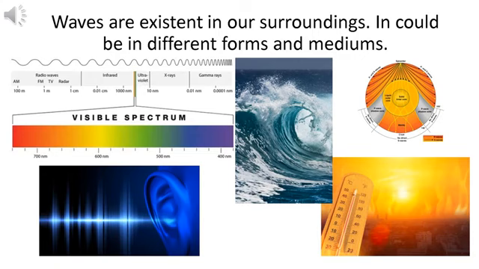So we have different types of waves. First, we have the electromagnetic wave, and part of the electromagnetic wave is the light waves. So, ayan, makikita natin yung visible spectrum. Next, we have the tidal waves, the seismic waves, heat waves, sound waves, and the other types of waves.